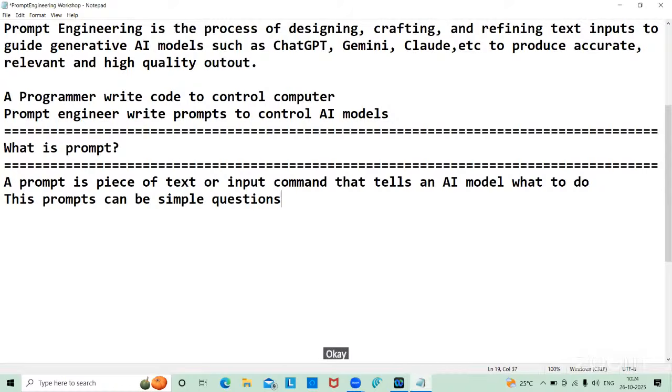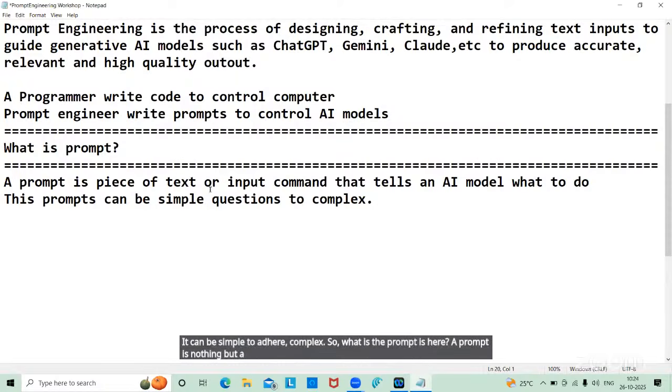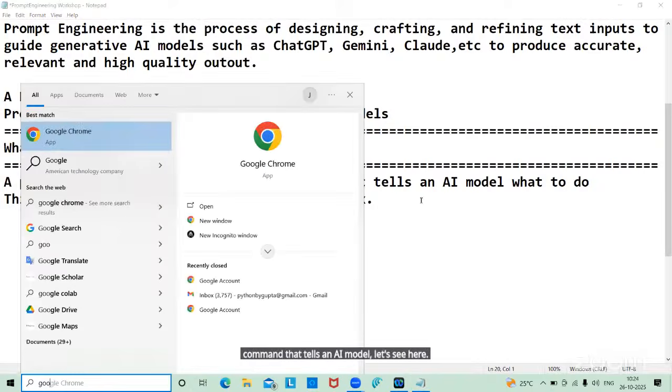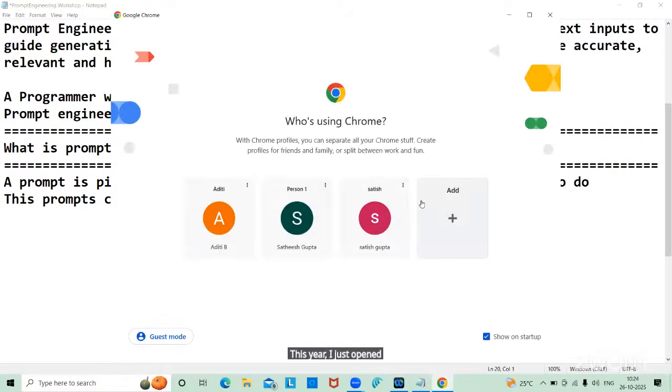Okay, it can be simple questions to complex. So what is a prompt here? A prompt is nothing but a piece of text or input command that tells an AI model. Just here, I just opened ChatGPT.